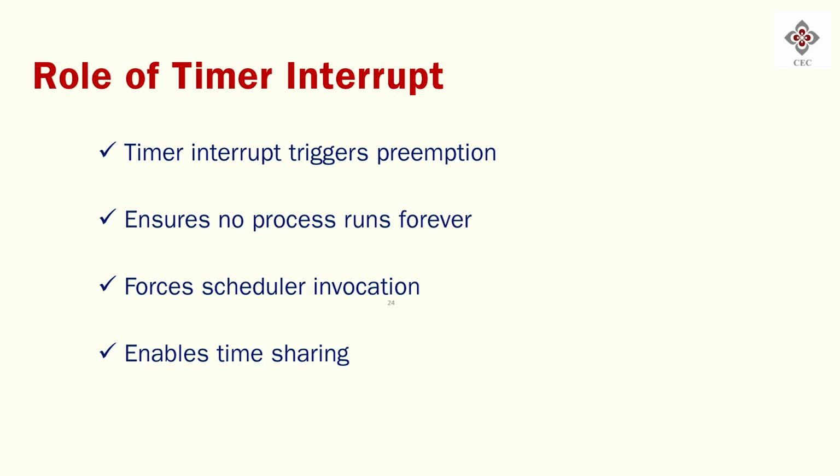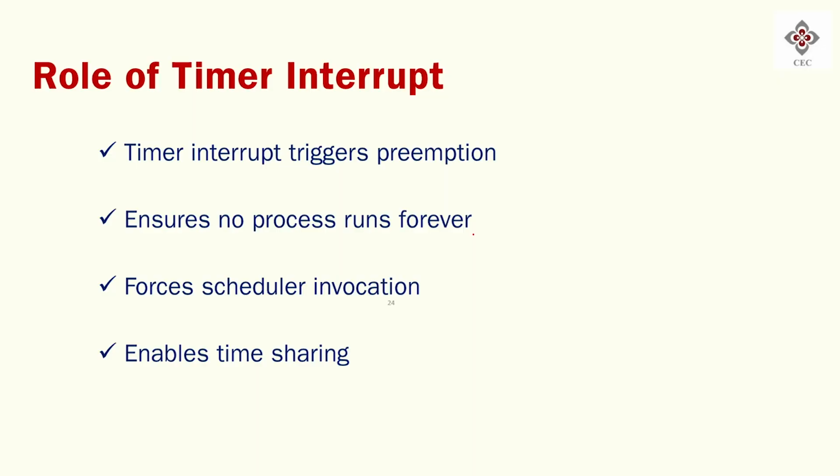So, as and when the quantum time gets over, it triggers the preemption. Preemption is nothing but revoking the process back from the CPU and assigning the new job to the CPU. A single process is not running on the CPU forever. So, it forces the scheduler invocation and enables time sharing. So, this is how fairness is followed in the process scheduling. So, this is the process scheduling in XV6.